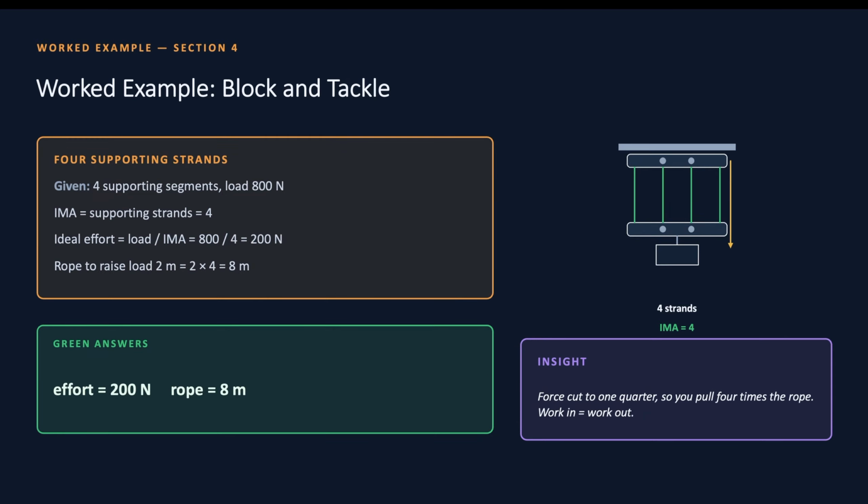So let's walk through one example. We have 4 strands, okay? And we have a load of 800 newtons. So you know that's the weight, right? Because mass would not be in newtons. I explained that before. So we want your ideal mechanical advantage, okay? We want that first. And then we want your effort, which is your force in, right?